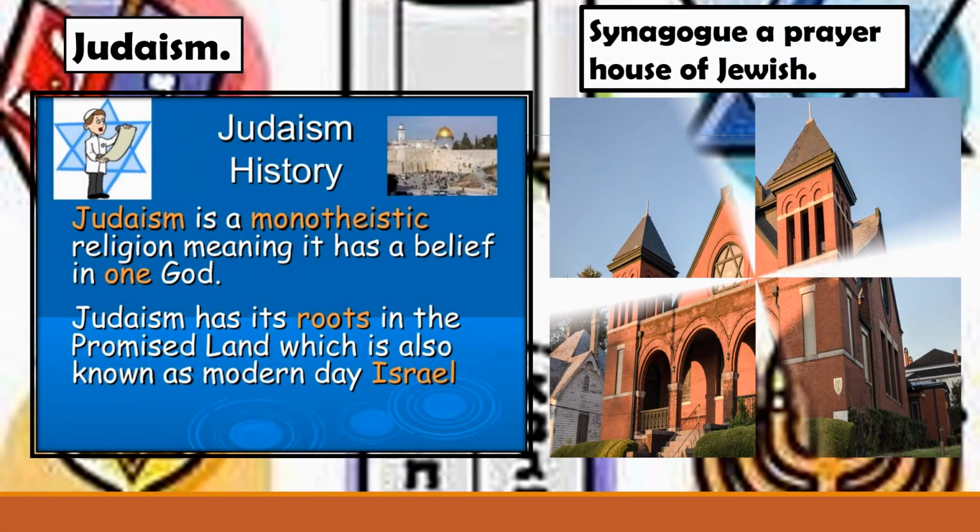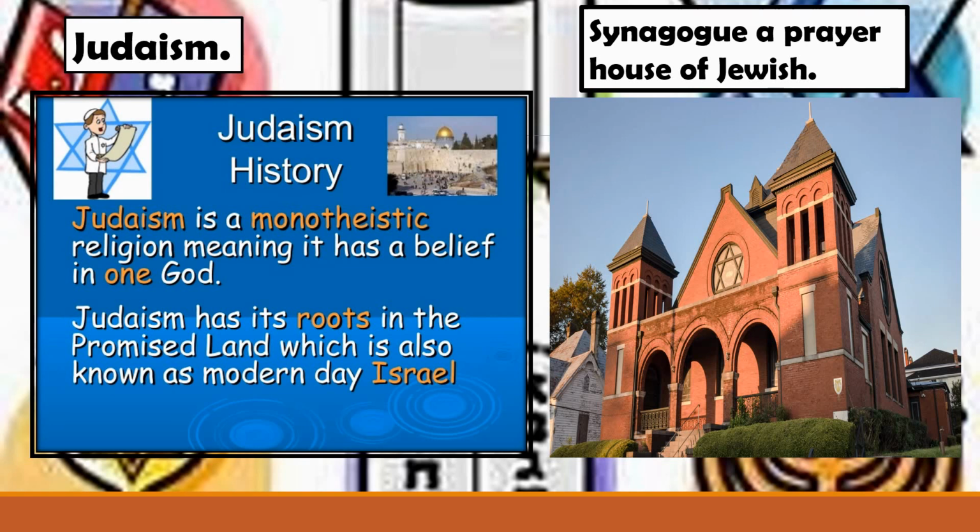Let's learn about Judaism. Judaism is a monotheistic religion, meaning it has a belief in one God. The people belonging to the Jewish religion may have arrived in Kochi in Kerala around the 1st to 3rd century of the Christian era. They believe that there is only one God. Judaism emphasizes justice, truth, peace, love, compassion, humanity, charity, ethical speech, and self respect. The prayer hall is known as a synagogue. Judaism has its roots in the Promised Land, which is also known as modern day Israel.